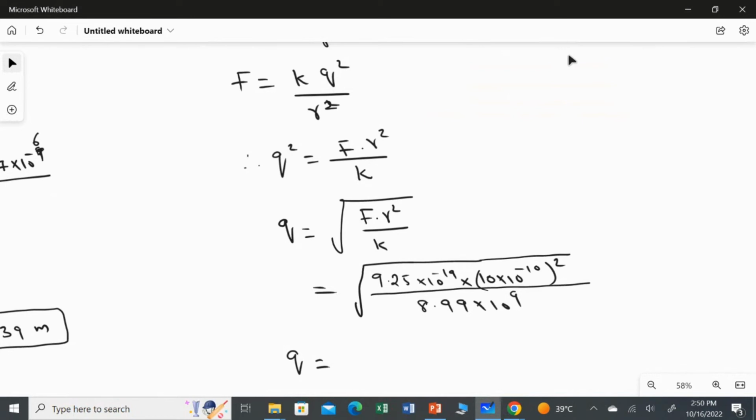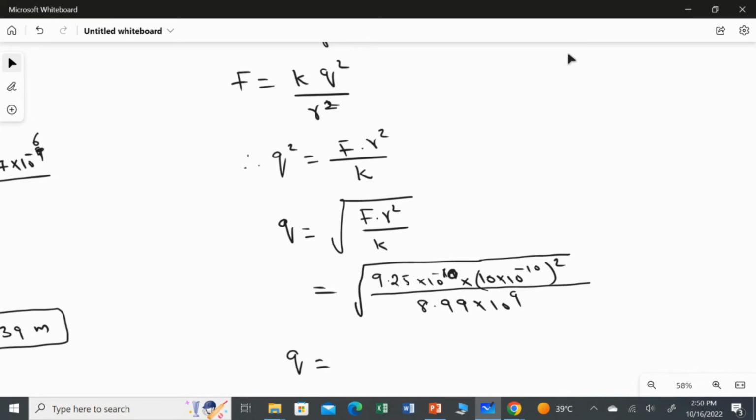So square root of 9.25 10 to the power of minus 10. I am sorry again, I just made a mistake. This is 10 to the power of minus 10. 10 to the power of minus 10 multiplied by 10 multiplied by 10 to the power of minus 10 the whole square divided by 8.99 10 to the power of 9.